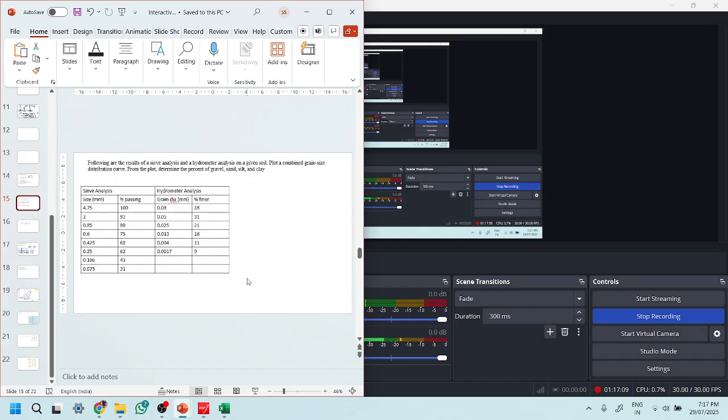So the next question is, following are the results of a sieve analysis and a hydrometer analysis on a given soil. Plot a combined grain size distribution curve. From the plot, determine the percentage of gravel, sand, silt, and clay. Okay, so let's take this. This is the hydrometer analysis. This is the sieve analysis.